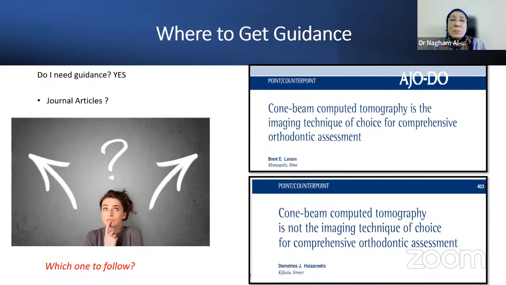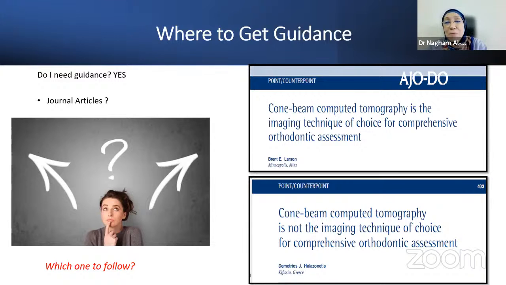Now, maybe a practitioner would ask, how do I get guidance to give my patient the best service, yet not expose them to unnecessary doses of ionizing radiation? Where to get the guidance? If we ask, do we need guidance, the answer is clear: yes, we need guidance. We cannot just look at our patient and say, okay, from my personal experience, I will judge if this patient needs CBCT or not. Yes, we need guidance. Now, where to get that guidance?